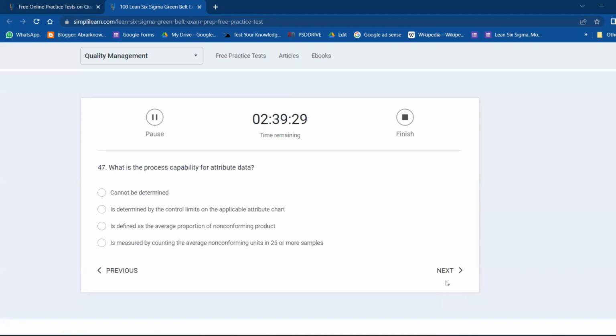And then 47th question, what is the process capability for attribute data? For attribute data, it is defined as average proportion of non-conforming product, because you're talking about attribute data.